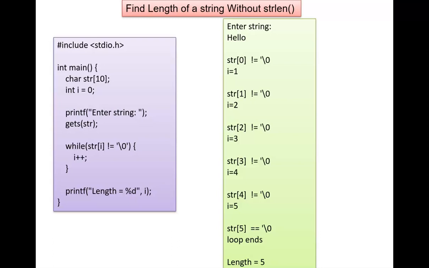So i becomes 3. Str of 3, which is again l, is not equal to null. So i becomes 4. Str of 4, which is o, is not equal to null. So i becomes 5. Str of 5 is equal to null, so the loop ends. The length of the string is printed as 5. So this is how you find the length of the string without using the inbuilt strlen string handling function.